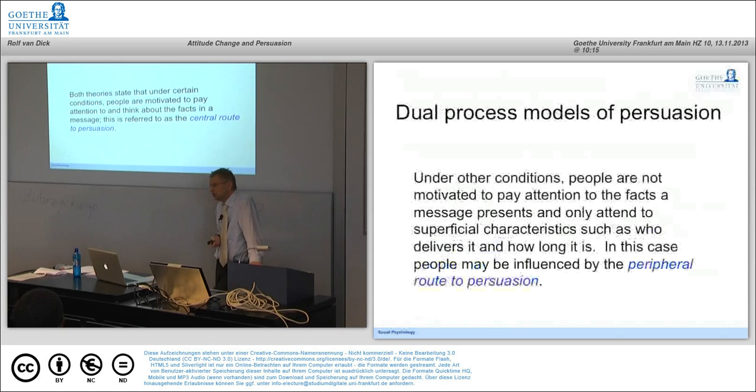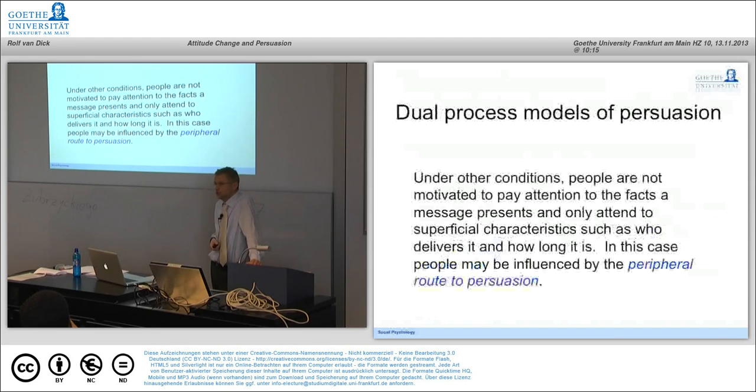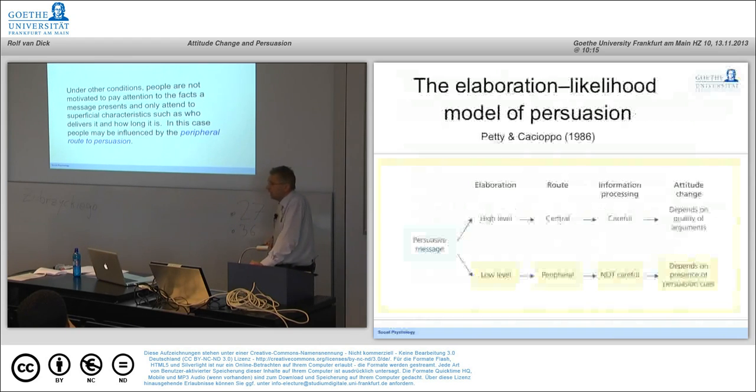Both theories state that under certain conditions, and I will talk about these conditions in a moment, people are motivated to pay attention to and think about the facts in the message. And we call this the central route to persuasion. Okay? Under other conditions, however, people are not motivated to pay attention to the facts the message presents and only attend to the superficial characteristics such as who delivers the message, how long is it. And in this case, people are influenced or may be influenced via the peripheral route to persuasion.